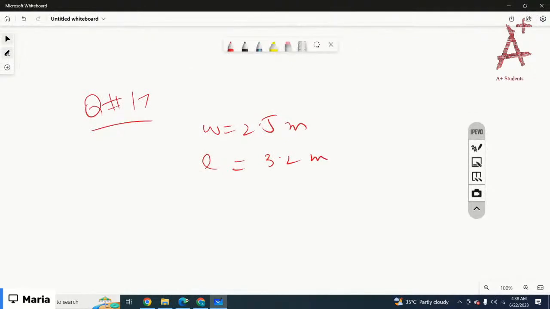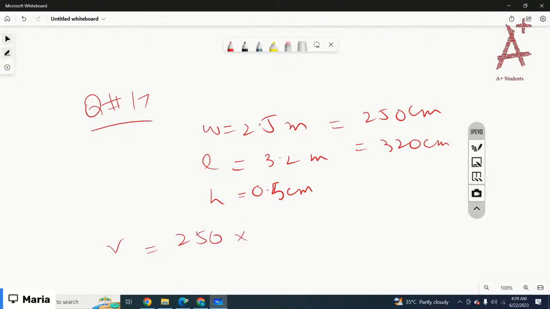Got it? So you have to write down all the values in the same unit. So you just multiply them by 100, it would be 250 centimeter, 320 centimeter. Now they all are in the same unit, so you have to just multiply them. For the volume, you have to multiply length times width times height. It would be 250 times 320 times 0.5. So that equals 40,000 centimeter cube. Got it?